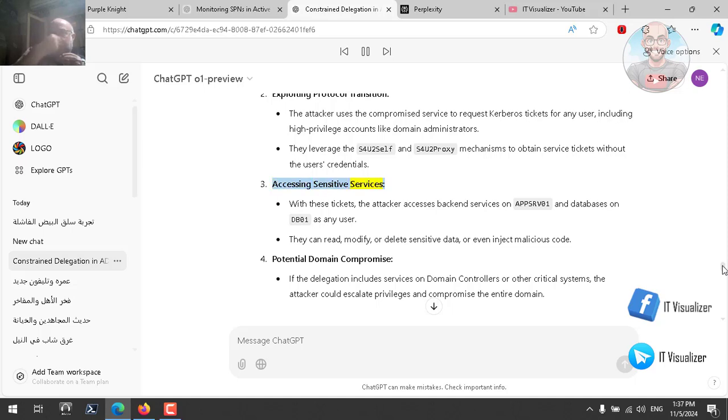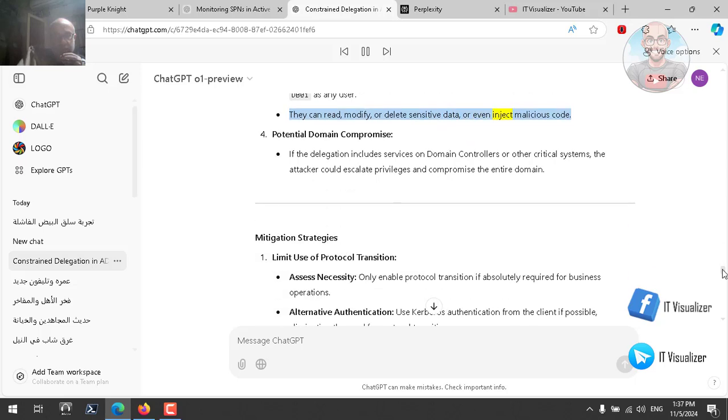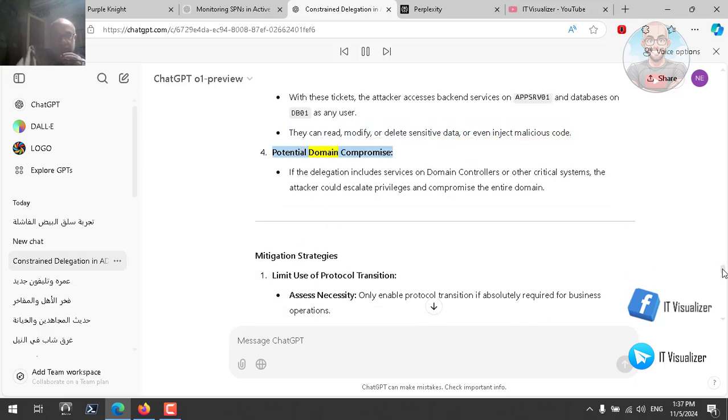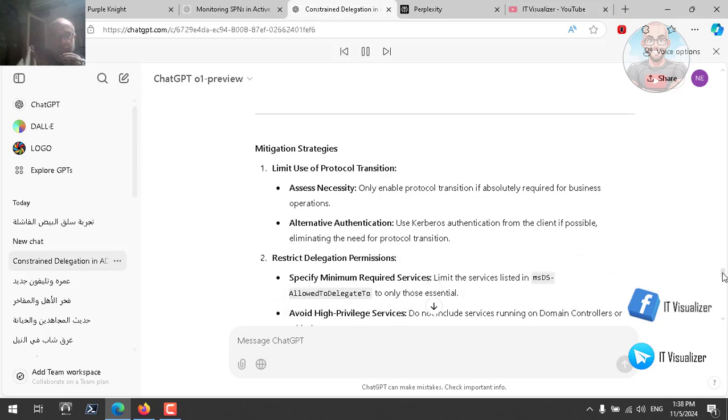Accessing sensitive services: with these tickets, the attacker accesses backend services on APPSRV01 and databases on DB01 as any user. They can read, modify, or delete sensitive data, or even inject malicious code. Potential domain compromise: if the delegation includes services on domain controllers or other critical systems, the attacker could escalate privileges and compromise the entire domain.